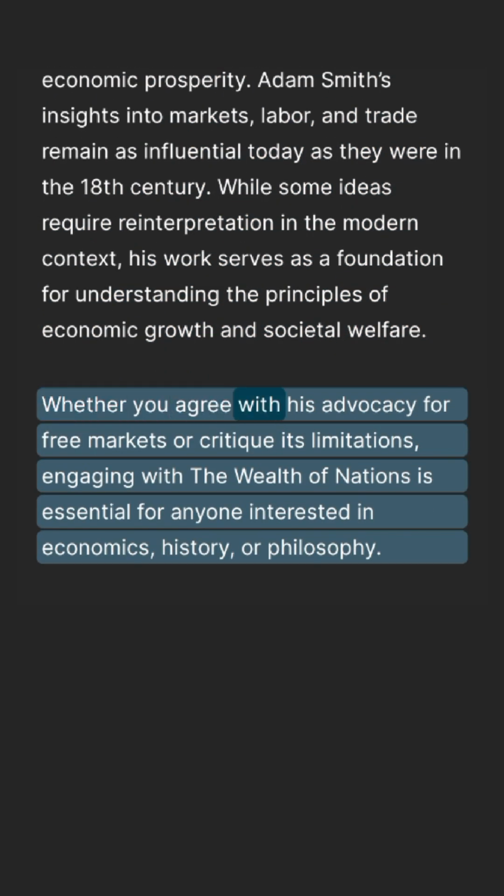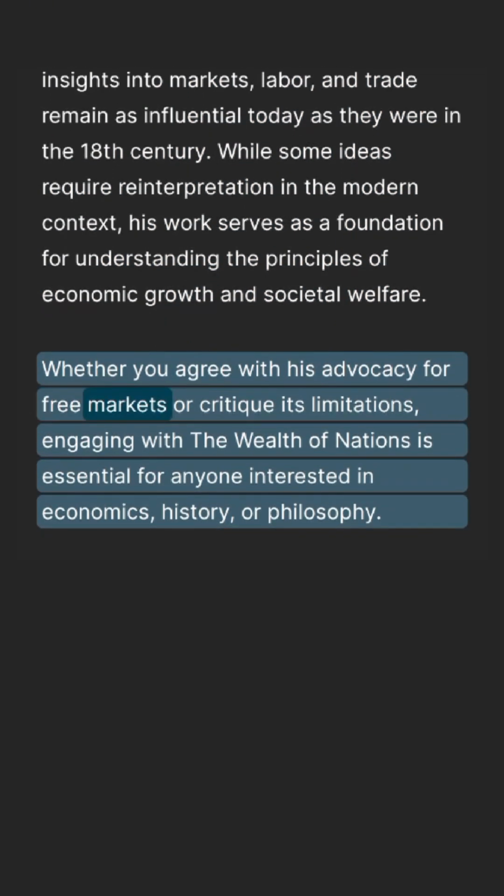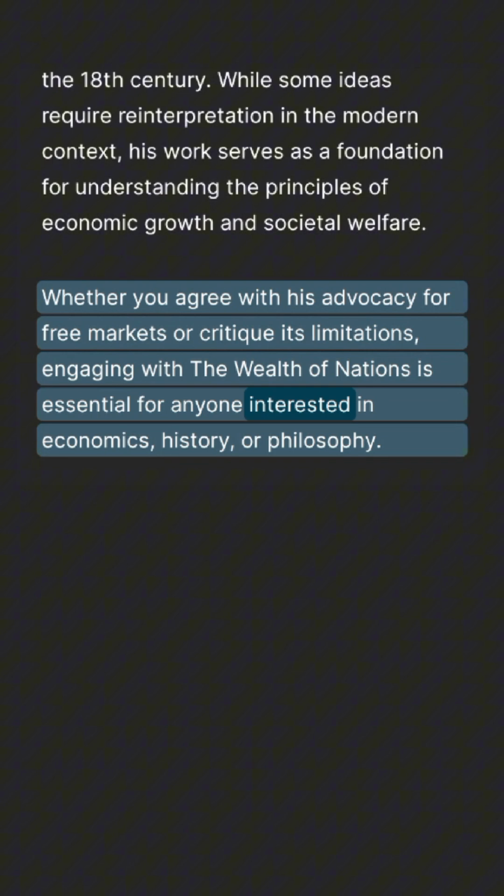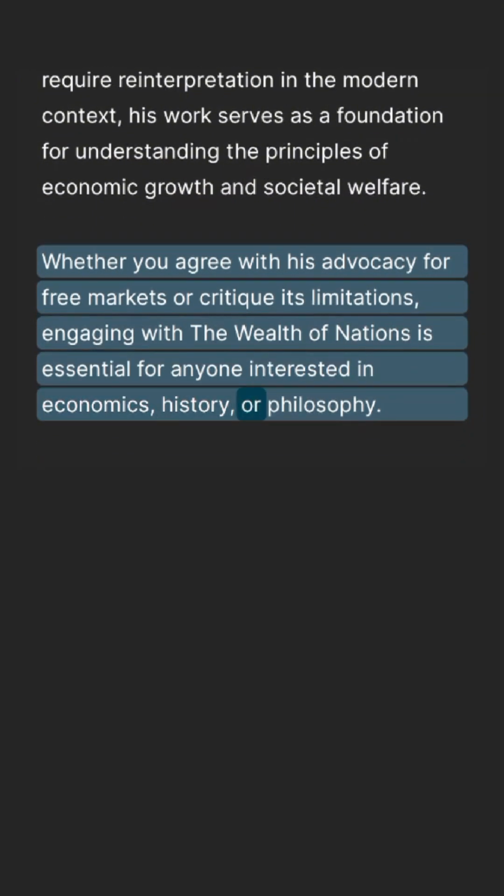Whether you agree with his advocacy for free markets or critique its limitations, engaging with the Wealth of Nations is essential for anyone interested in economics, history, or philosophy.